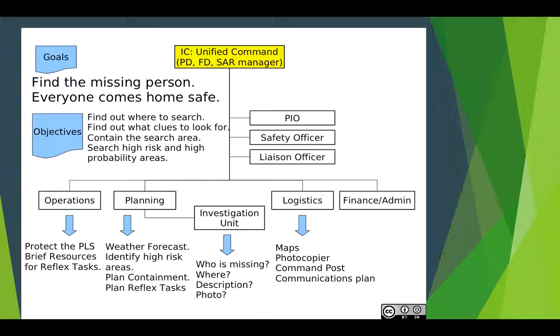Meanwhile, and simultaneously, and working in conjunction with planning, the investigation unit will be looking into the specifics of the missing individual. Who's missing? Where might they be? A description, a photo, etc. We'll be talking about the lost person questionnaire in a little bit, as well as lost person behavior as elemental in the beginning of structuring search theory and clue awareness. And finally, from the perspective of this particular kind of scenario, a logistics person would be responsible for assuring that everybody has the appropriate maps, putting together the command post, communications plans, making sure that the appropriate paperwork is available to be used.